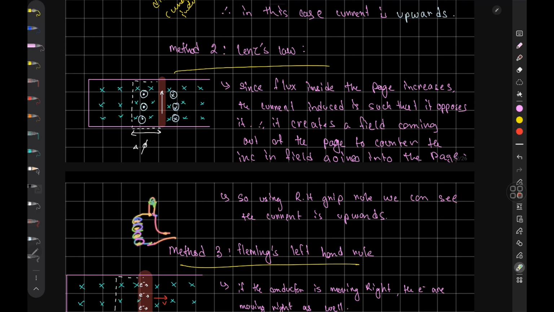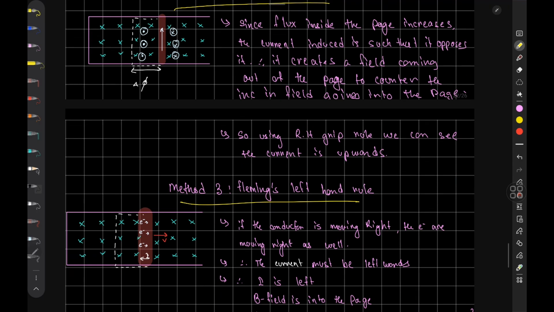So when you position your hand above this area and have your four fingers wrapped around like this, your fingers represent the magnetic field. So your fingers represent the magnetic field coming out of the page, and your thumb will be pointing in this direction. So that shows that the current induced in the conductor will be upwards. Let's take another example actually.